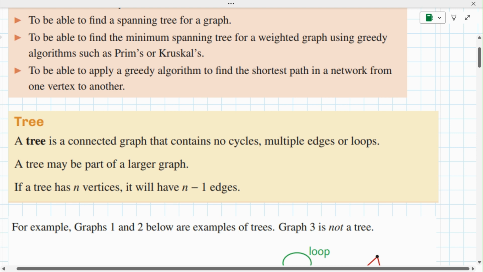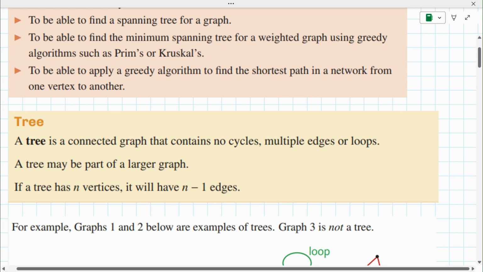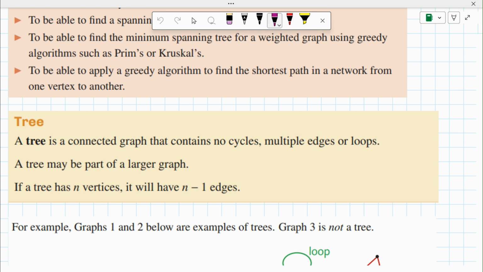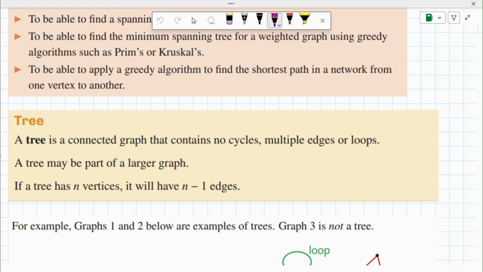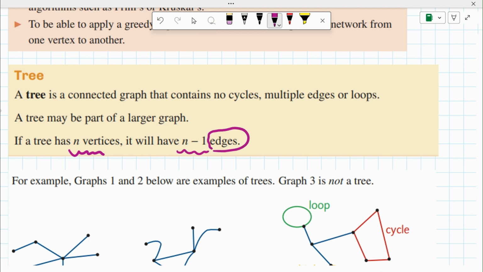A tree actually means a connected graph that contains no circles, multiple edges, or loops. So it's only straight lines, which means a tree. Trees may be part of a larger graph. For example, if a tree has n vertices, it will only have n minus 1 edges. That's always going to happen.